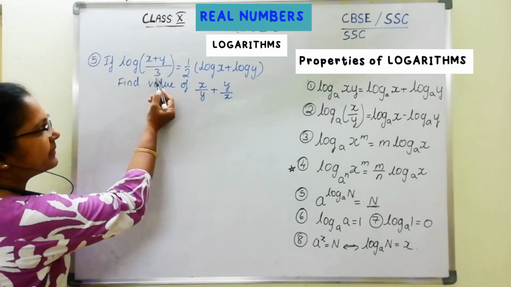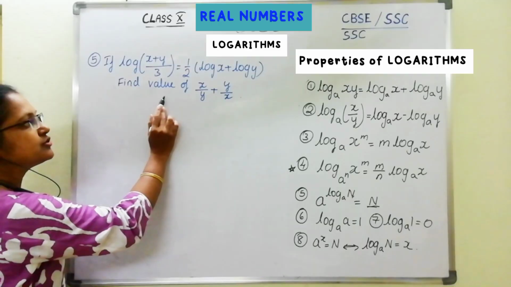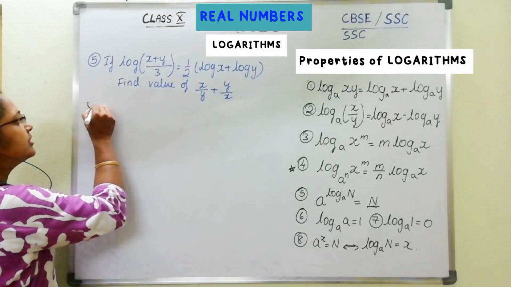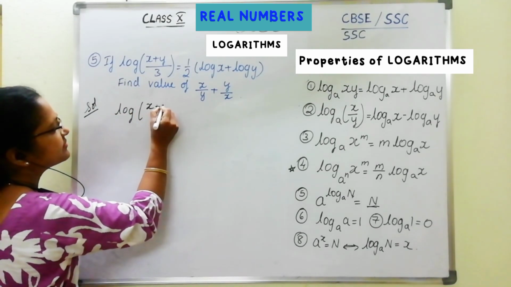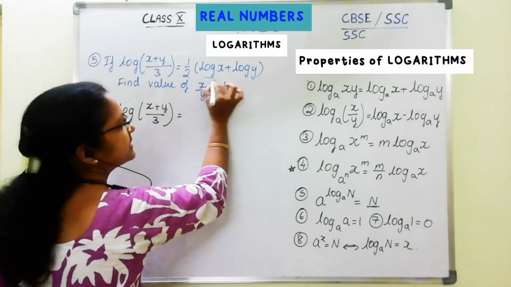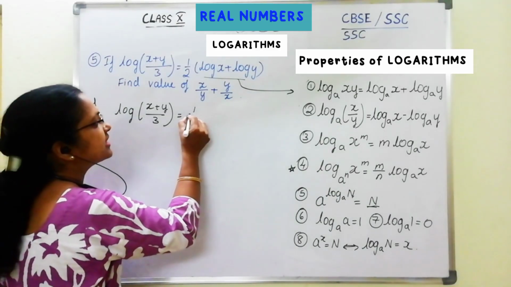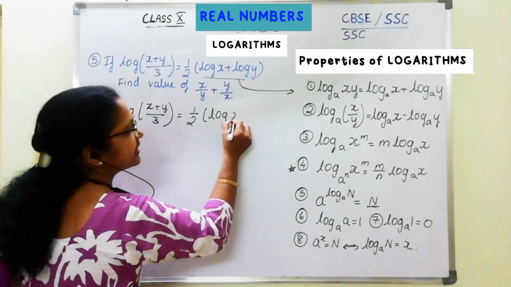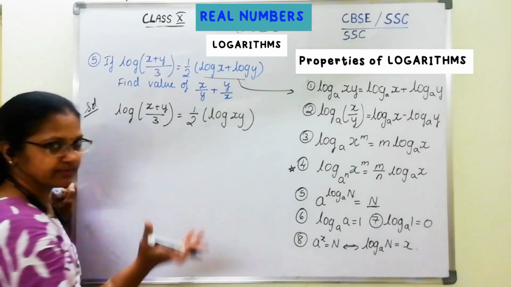Log of (x plus y) by 3 is equal to half of (log x plus log y). Then we need to find x by y plus y by x. It's very easy. We are going to take the LHS side. Log x plus log y, this is our product rule. So we will write it as 1 by 2 log xy. Why? Because log x plus log y is log xy, basic.